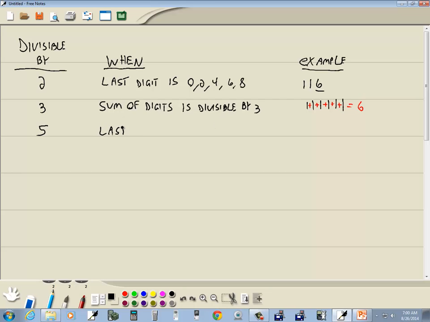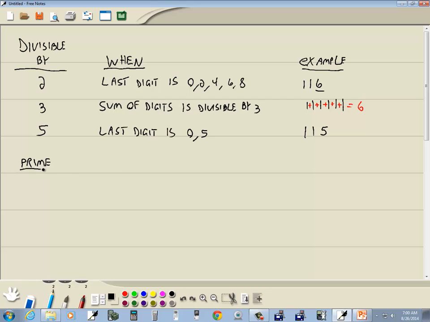And for 5, the last digit is 0 or 5. Example of that. This number here. Since the last digit is 5, that means it's divisible by 5. Okay.